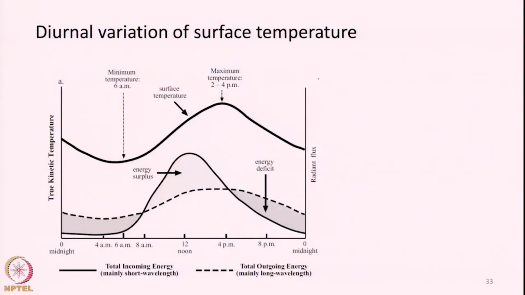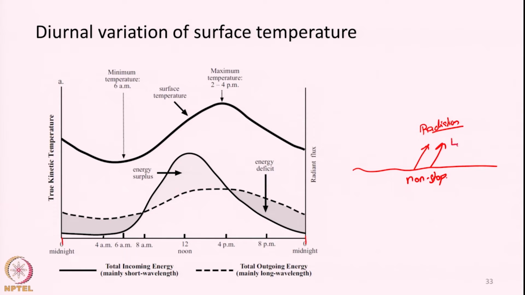So this particular slide gives us the diurnal variation of surface temperature. This is from midnight of one day to midnight of the next day. Let us take any part of the earth's surface. Earth will be continuously emitting energy. This is a non-stop thing. As long as earth has some internal energy, this radiation will keep on going up towards the atmosphere.